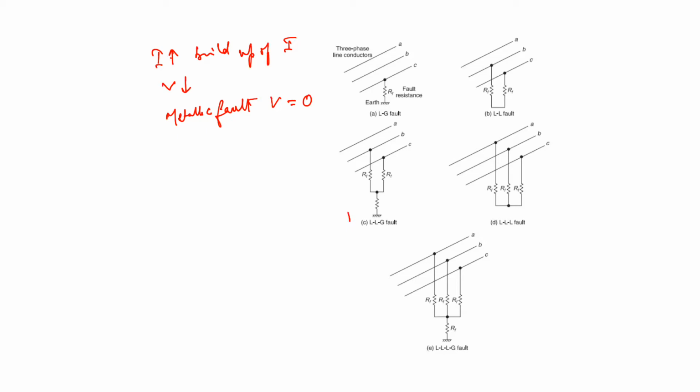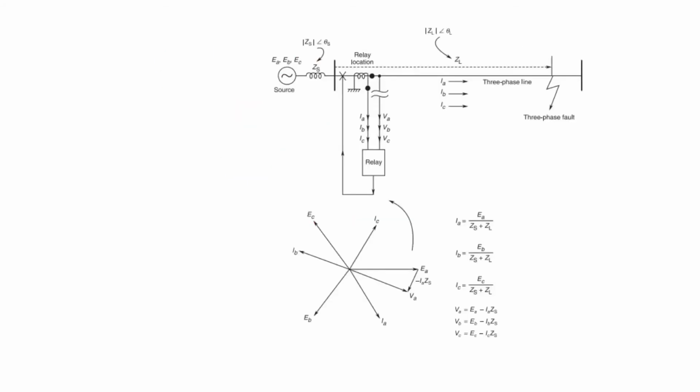Normally, the relay is actually very much away from the fault location. So as seen from the relay location, a fault is characterized by the build-up of the current and, to a certain extent, collapse of the voltage. Whenever the fault occurs, we have to see the value of the current and the value of the voltage. If there is a build-up of the current and the collapse of the voltage, then we can say that a fault has occurred.